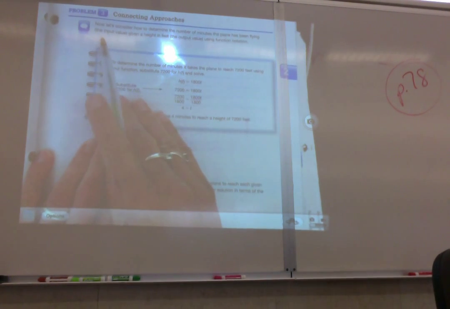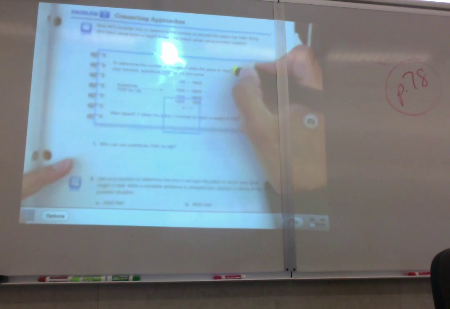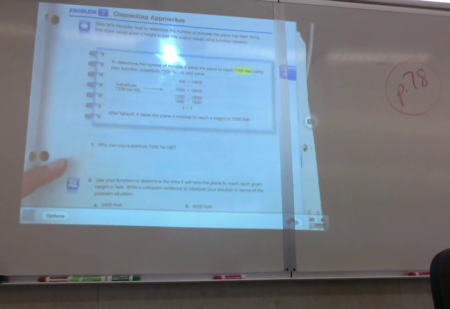Now consider. Brody, can you read at the top of page 81? Now let's consider how to determine the number of minutes the plane has been flying. The input value given the height in feet, the output value uses function notation. Okay, what if they tell you how high it is? And they say, how long has it been flying to get there? That's kind of the opposite of what we've been doing, okay?